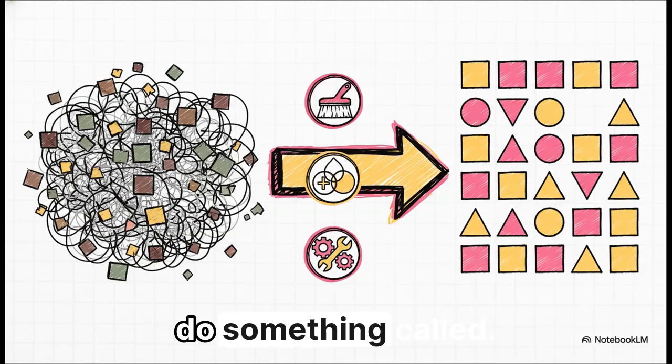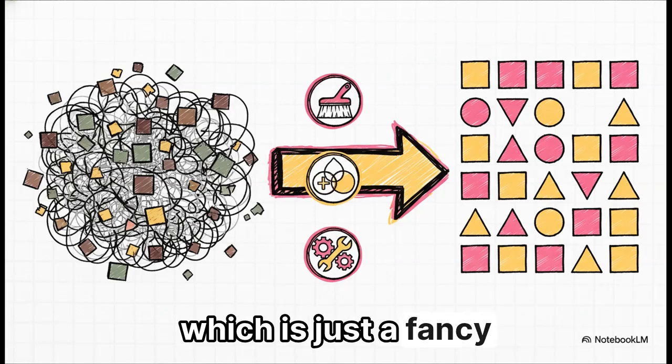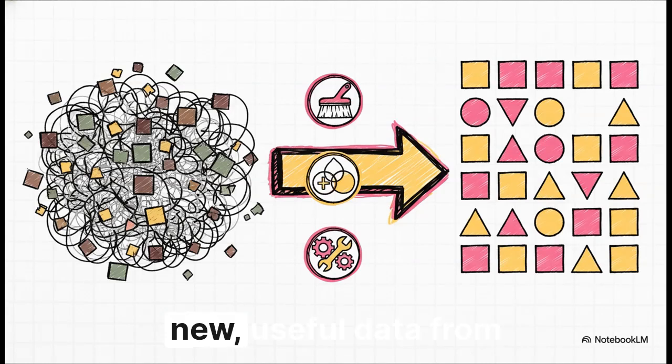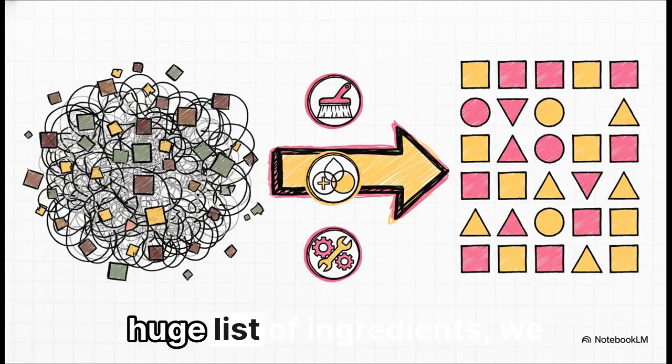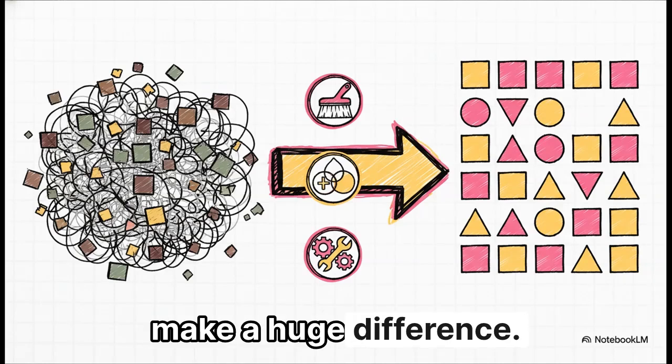This is also where you do something called feature engineering, which is just a fancy way of saying you get creative and make new useful data from what you already have. So for our app, instead of a huge list of ingredients, we could just create a simple yes or no for contains rice. Little tricks like that, they make a huge difference.